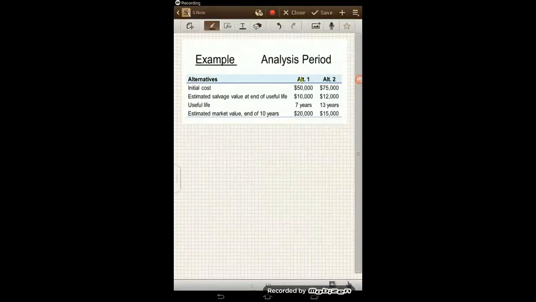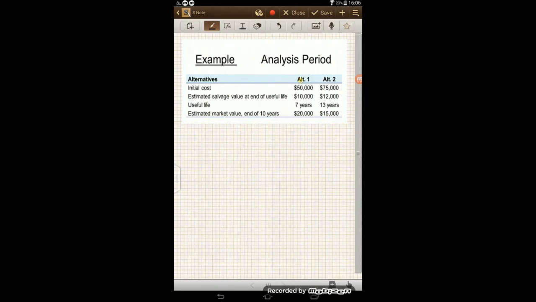In this example, the analysis period is changing for alternative 1 and alternative 2, for 7 years and 13 years, which is not coming into account in the initial years.